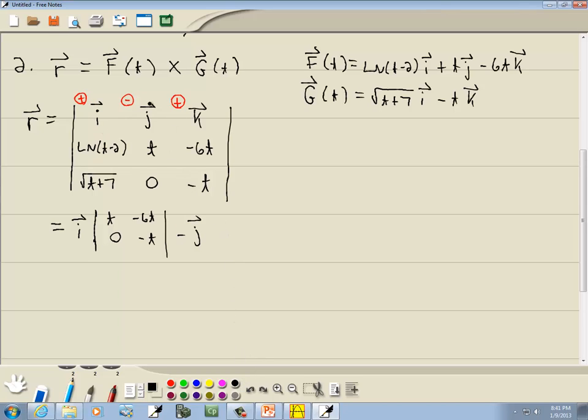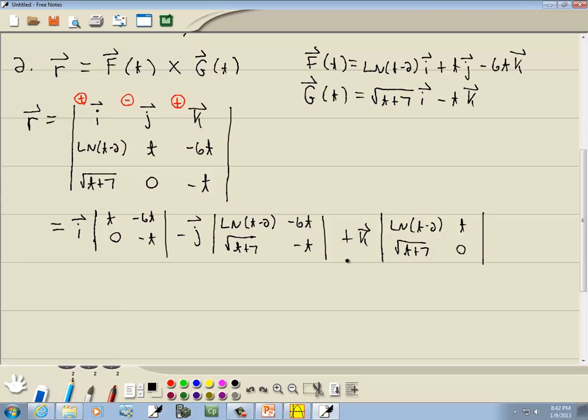Now if I cross out the row and column that the j is in, then we're going to be left with the determinant of natural log of t minus 2, negative 6t, square root of t plus 7, and negative t. And then plus k, and again if we cross out the row and column that the k is in, we're going to have natural log of t minus 2, t, square root of t plus 7 and 0.